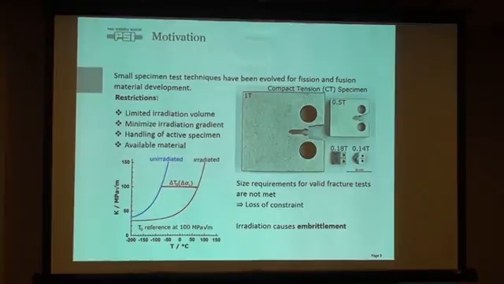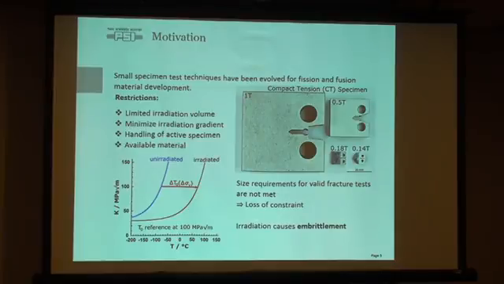The irradiation volume is limited, that's the first problem. Another problem is that you want to minimize the irradiation gradient within your material because you want to test at a unique condition, not at an average one. Another problem would be the handling of active specimens, so the smaller the better, and of course the available material. Here on the right-hand side you can see some sizes of compact tension specimens, where these two are the specimens which were invented for radiation. But of course we have to deal with a loss of constraint.